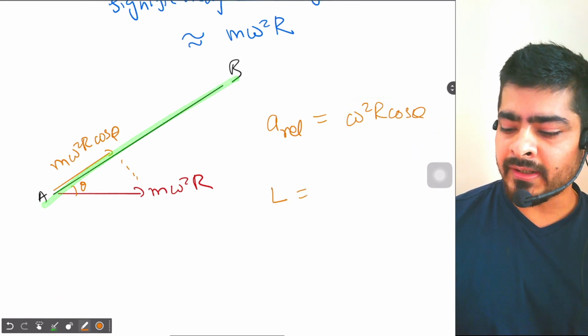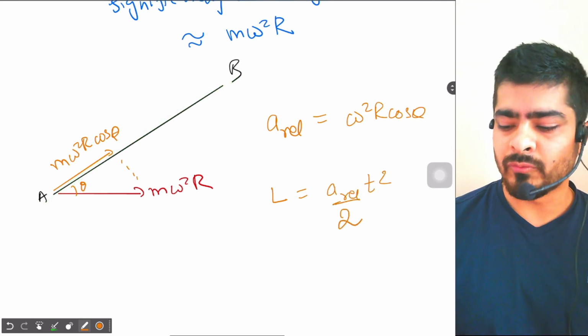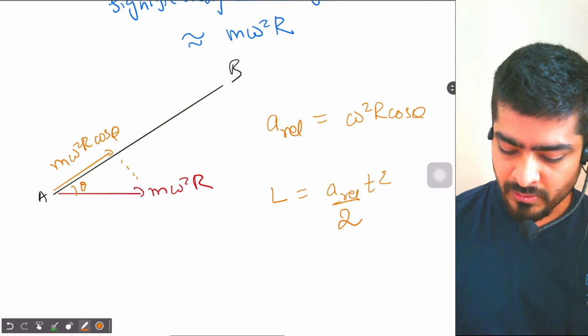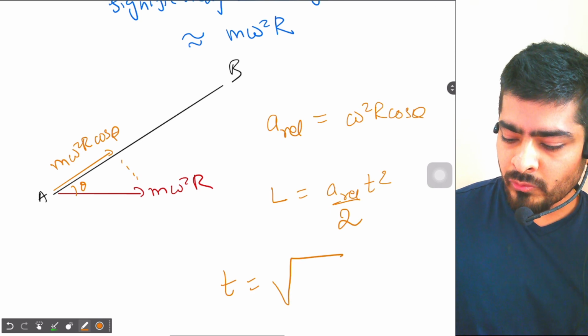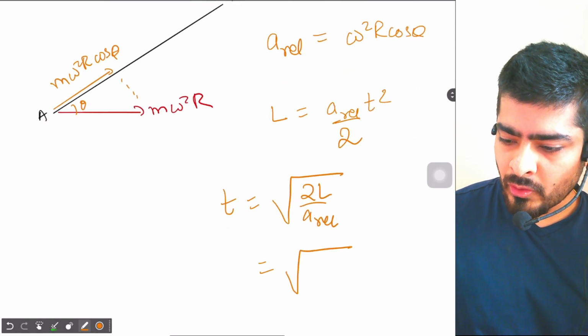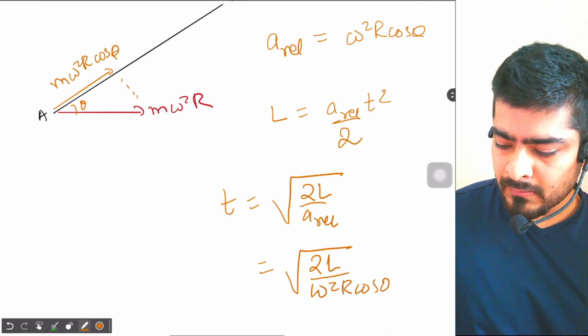So L could be written as a relative times t square by 2. s equals ut plus half at square, and initial velocity u is 0. So from here you will get time equal to root of 2L by a relative. So that is equal to root of 2L by omega square r cos theta. Clear?